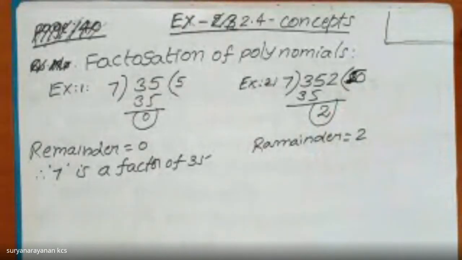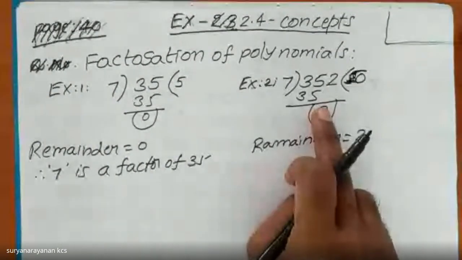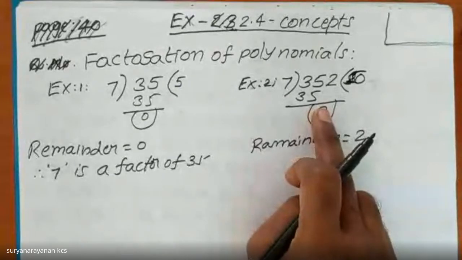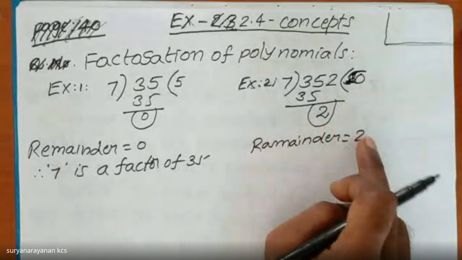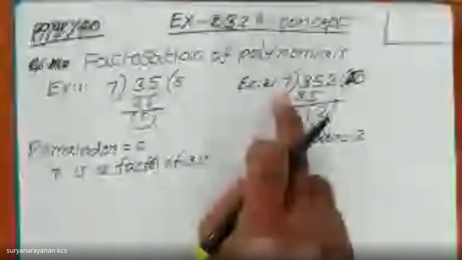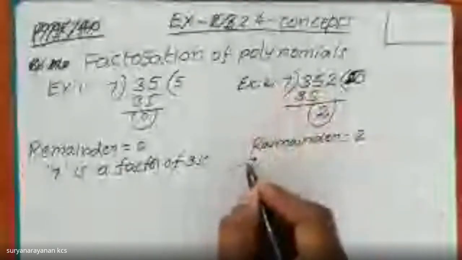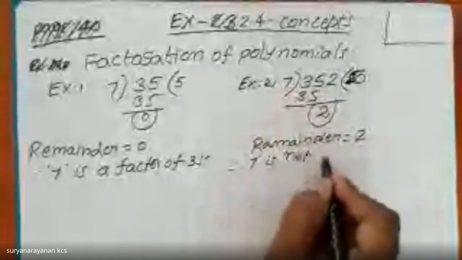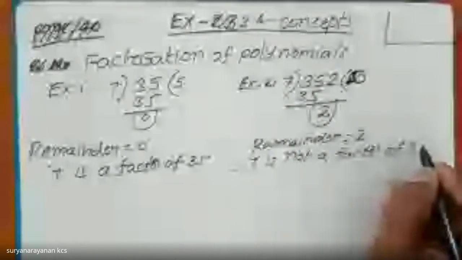7 goes 50 times in 352. Then the remainder is 2. So here we did not get remainder 0. If we are not getting remainder 0, then we cannot say this number 7 is a factor of 352. Yes or no? Therefore, 7 is not a factor of 352.